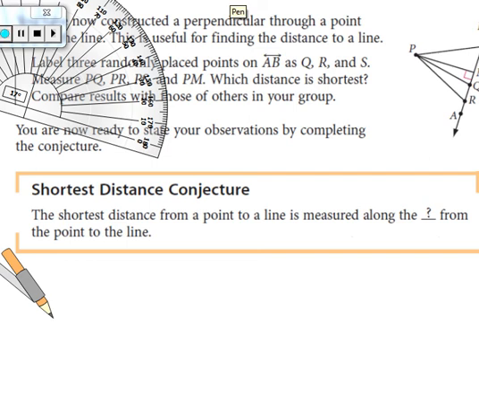So the shortest distance from a point to a line is measured along the perpendicular from the point to the line. So in that blank, put perpendicular.